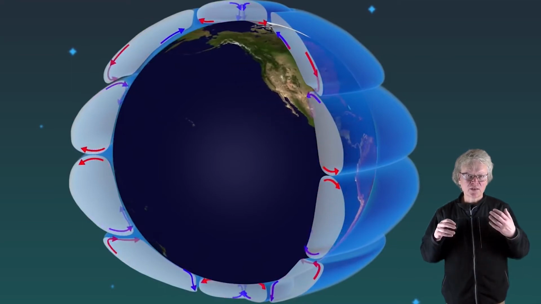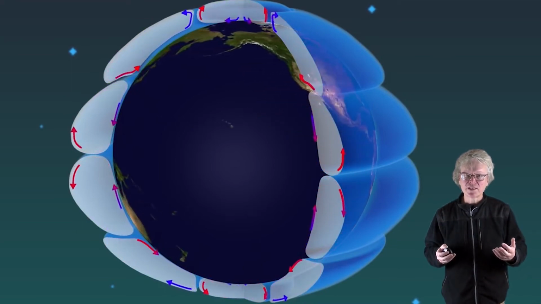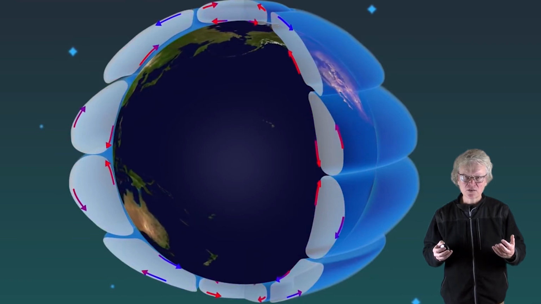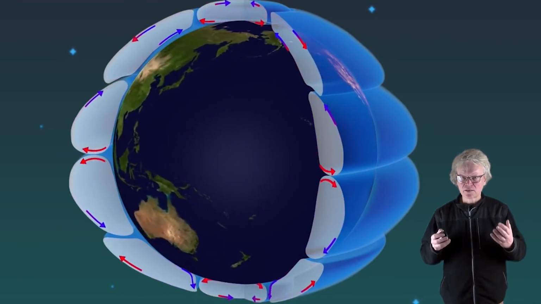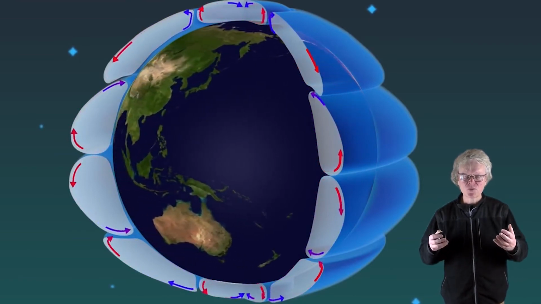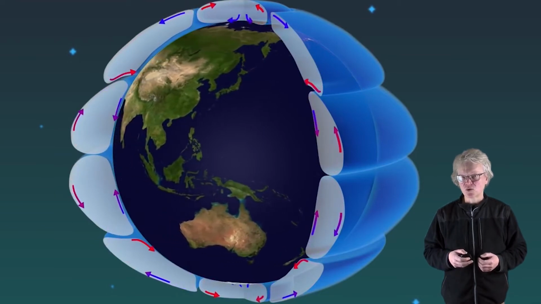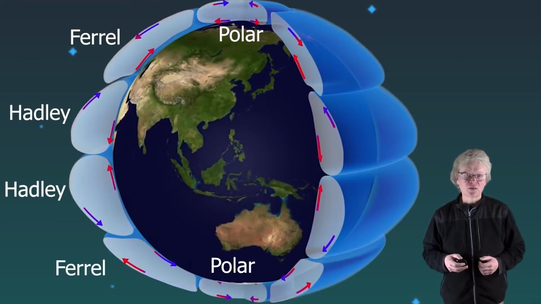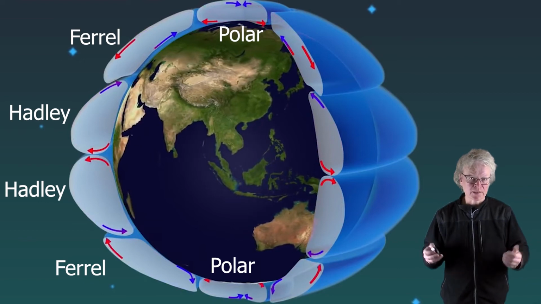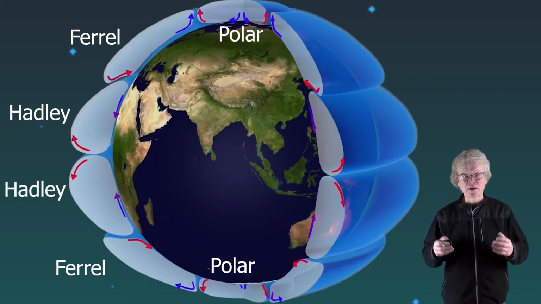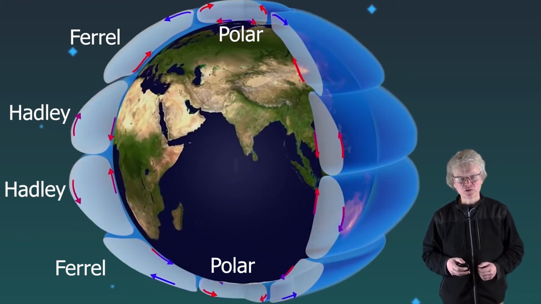And so we end up with this system of three different cells, and we give them different names. The one at the equator is called a Hadley cell. The one at the pole is called, not surprisingly, the polar cell, and the one in the middle is called the Ferrel cell.